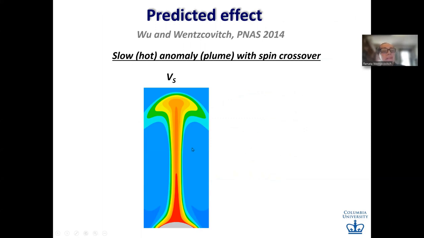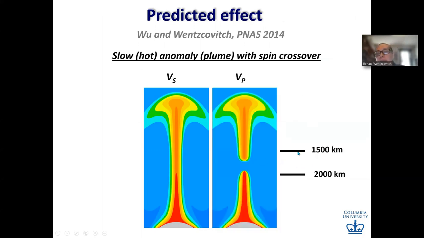The anomaly should be in S velocity maps. In the P velocity maps, because of this insensitivity, this anomaly in the bulk modulus, the low velocity anomaly gets disrupted. The bulk modulus, VP, is less sensitive to temperature variations at a constant pressure, right? We call it lateral temperature variation. So this is how this signature of the spin transition should show up in the mantle.